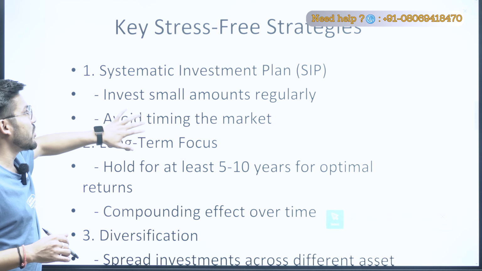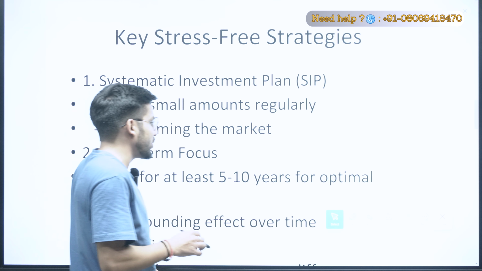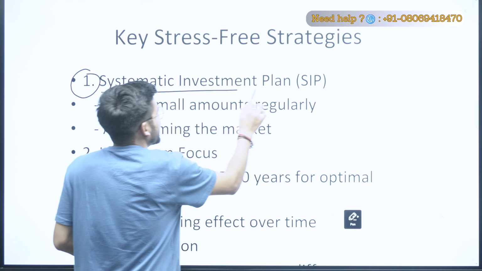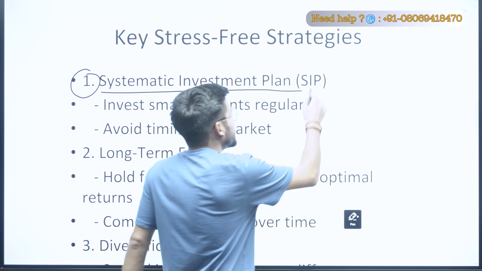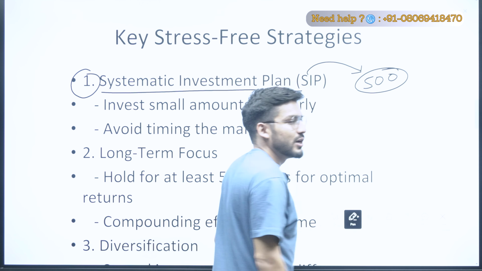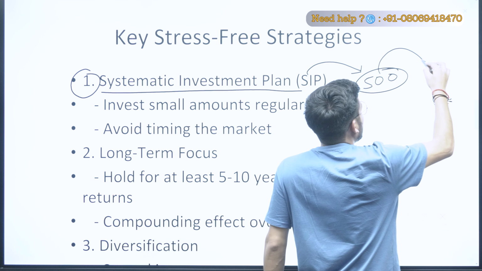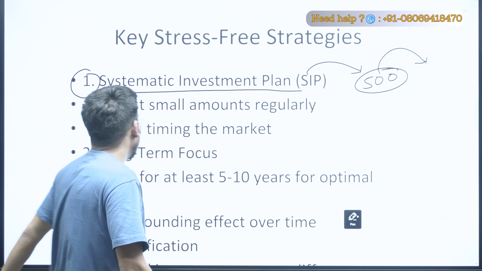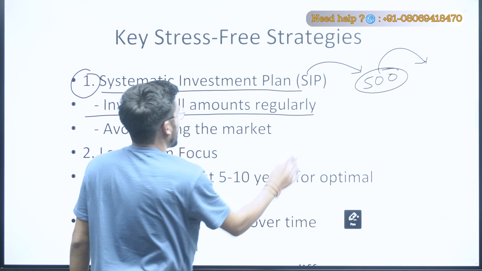Now the key stress-free strategies that you can use. For example, we will see the first one, that is the systematic investment plan, that is your SIP, right? Because you can start it at a very early stage with just a minimum amount of 500. And then when you do it at regular intervals, it will give you a very good benefit after years. Then we have invest small amounts regularly.